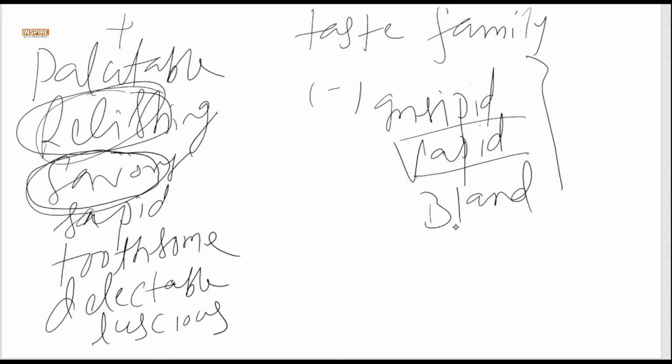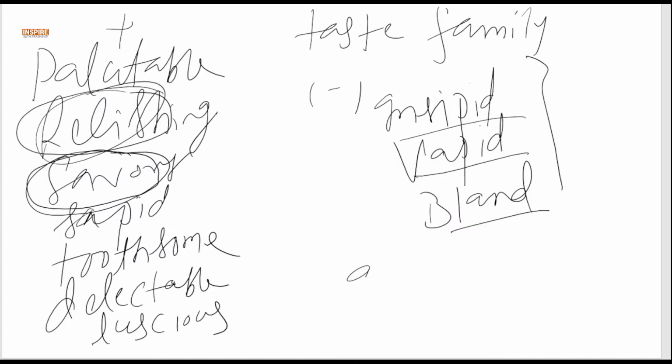And insipid as a word is also used for anything which you find dull. Anything which is dull can be termed as insipid, but it is specifically used for food also. So insipid, vapid and bland. What is this? What kind of food is it? Come on. Dull in taste, right?